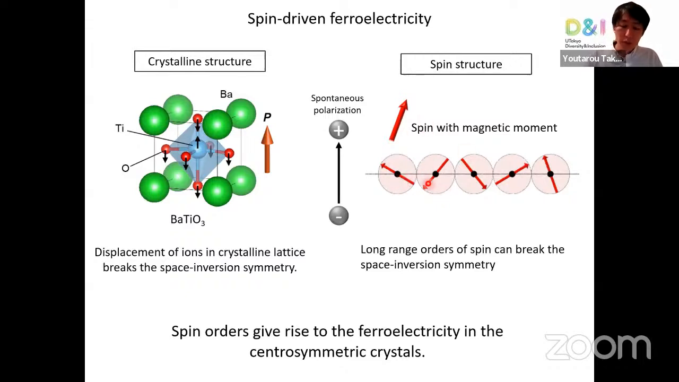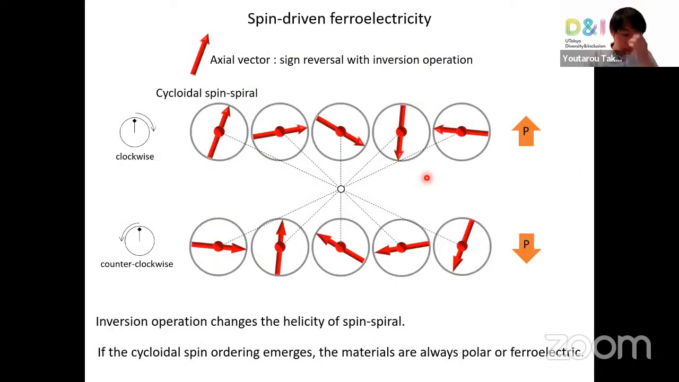But the ordering of the spins can break the inversion symmetry. The famous example is this cycloidal spin spiral. These spin orders give rise to ferroelectricity even in centrosymmetric crystals. Okay, so let me look at the symmetry breaking by the spin spirals.